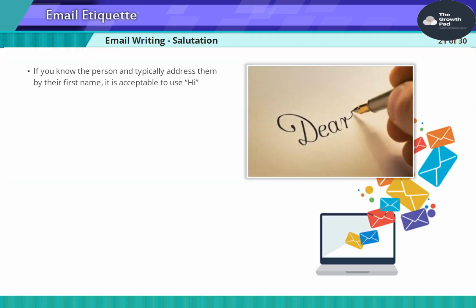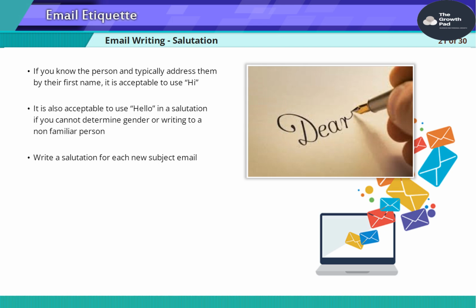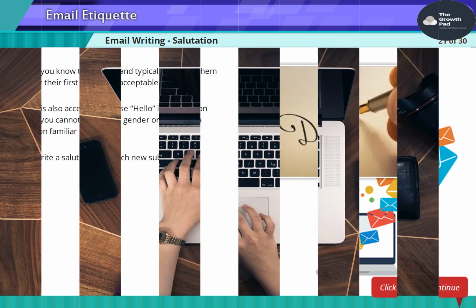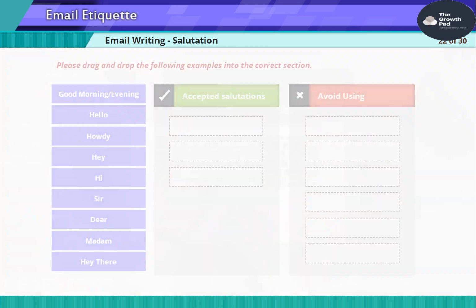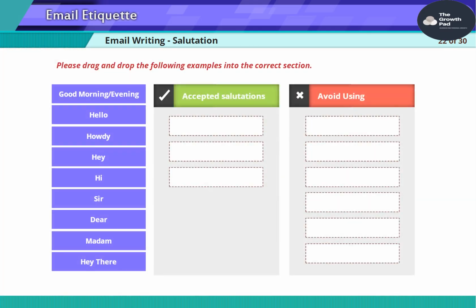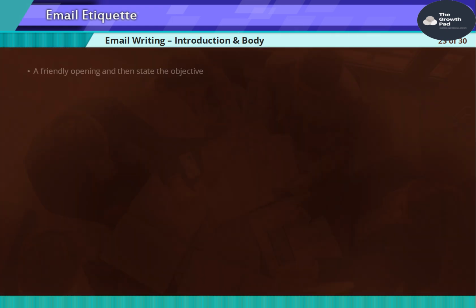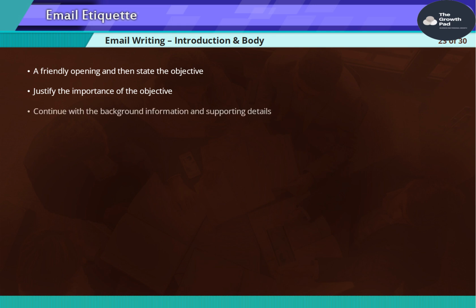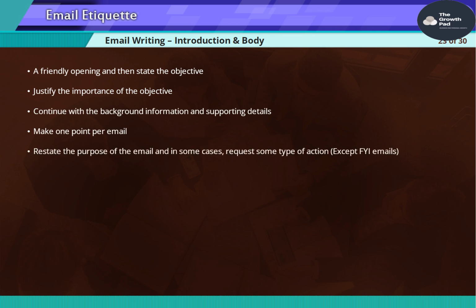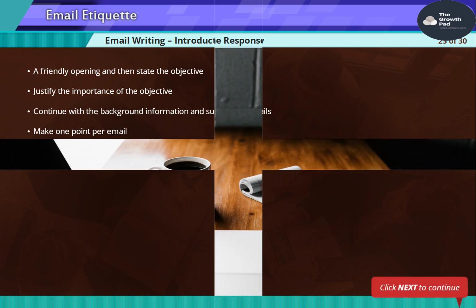Remember that we are writing a business email and our salutation must be formal. Remember, a friendly but appropriate opening statement is important. Hope you are doing well. This is in regards to the invoice number 1234. Remember, the body of the email must be well organized and formatted, making the message easy to understand.